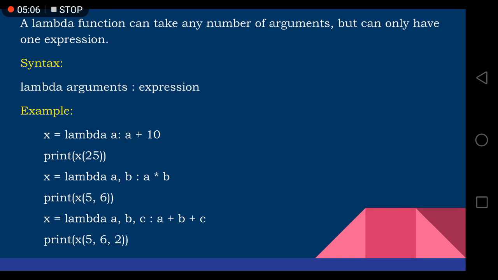So what does this example show? The lambda function can have any number of arguments. The first example has one argument a, the second example has two arguments a, b, and the third example has three arguments a, b, c. But the body of the lambda function can have only one expression. In the first case the expression is a + 10, in the second case the expression is a * b, and in the third case the expression is a + b + c. So this is a simple example of how the lambda function is used.